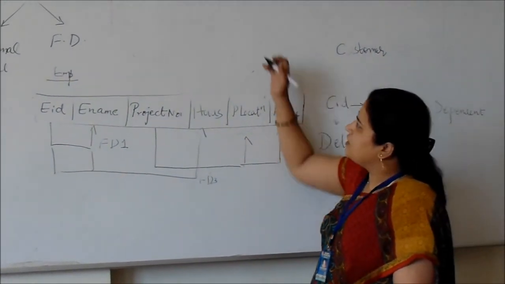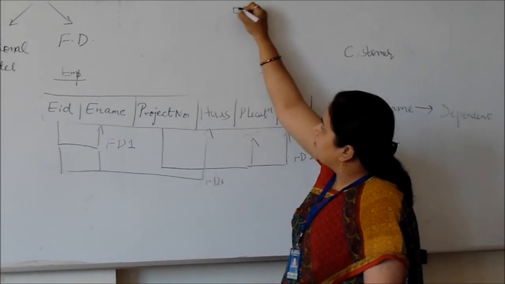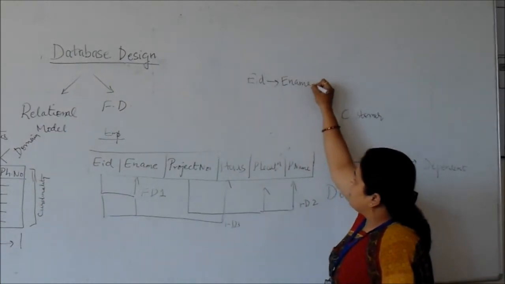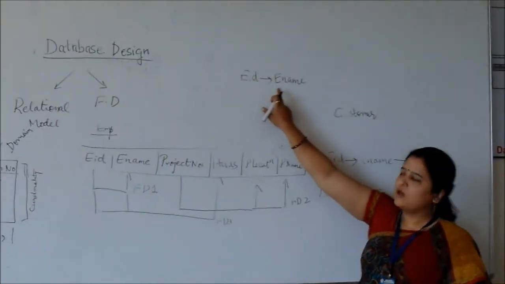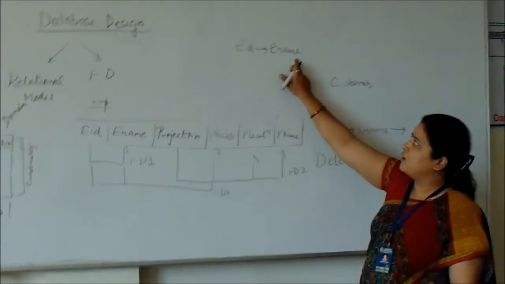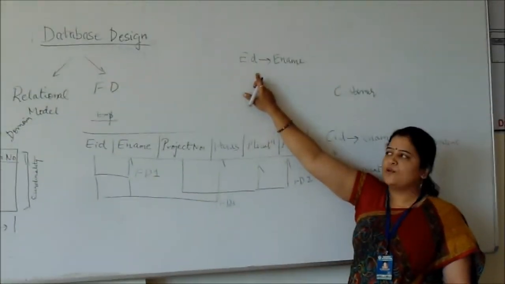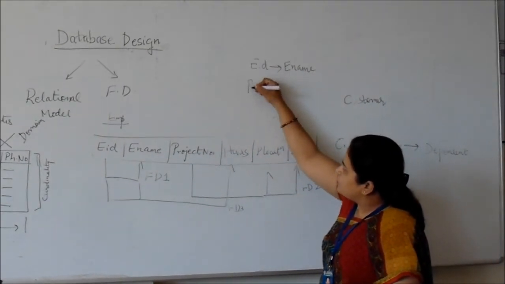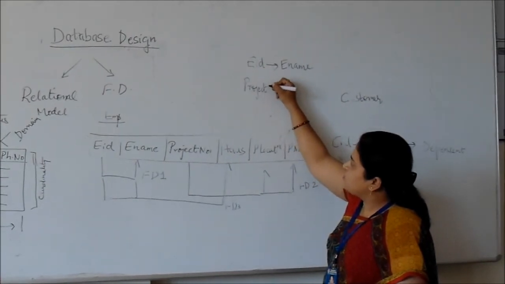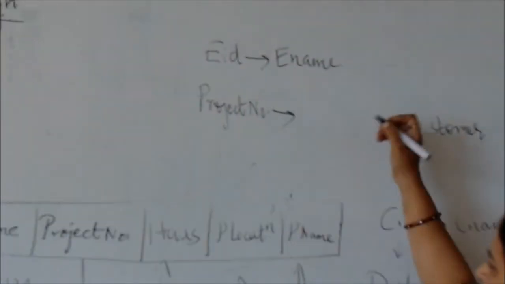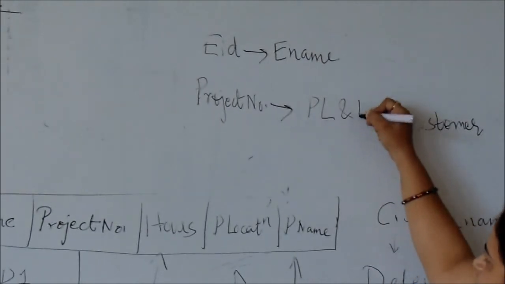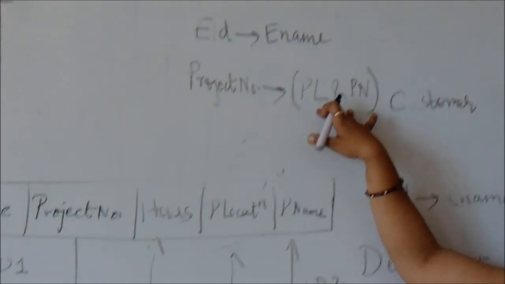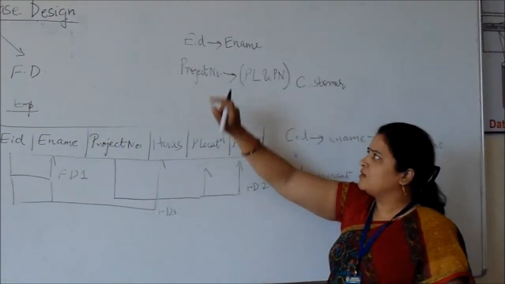Now with the help of database designing, we derive that employee ID determines employee name. Here employee ID is a determinant attribute, employee name is the dependent attribute. Employee name is functionally dependent on employee ID. Similarly, in the second case, from the project number, the number which is assigned to the project, we are getting the value of project location as well as project name. So these two attributes are functionally dependent on the number assigned to the particular project.